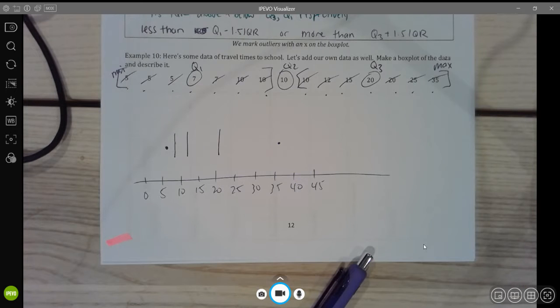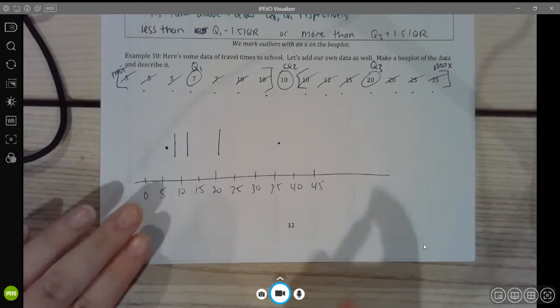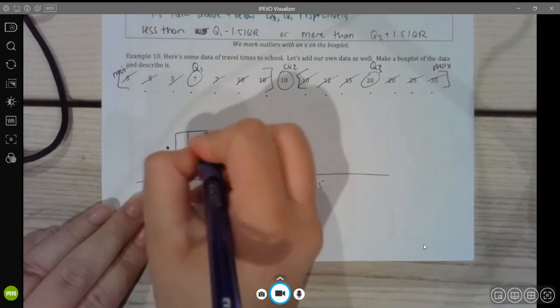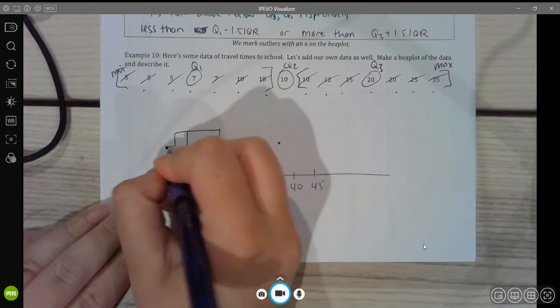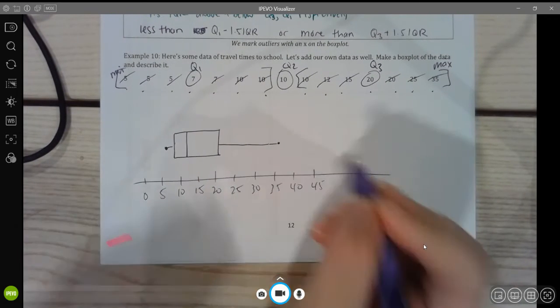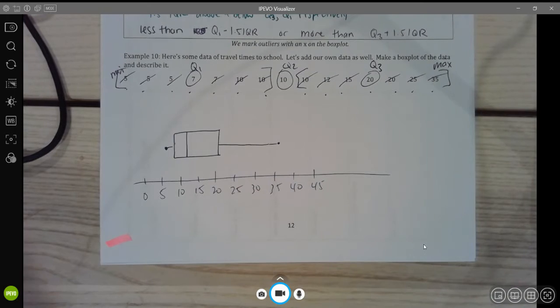Okay, so I've got here the start of my box and whisker plot. I found all of the numbers that it was required to find. So let me just go ahead and finish this out here. This is what yours should look like as well. Don't forget that scale at the bottom. Now let's see if we have any outliers.